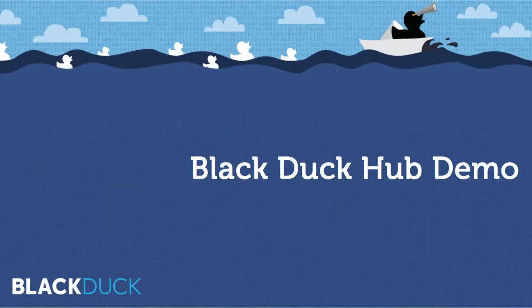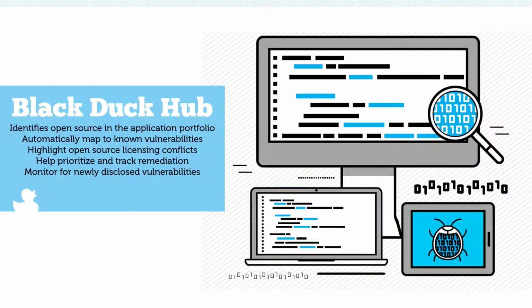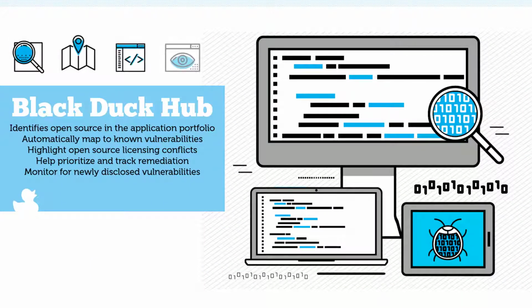Black Duck Hub helps security and development teams quickly identify and mitigate open source related risks across their application portfolio. You can use Black Duck Hub to scan your code to identify specific open source in use, automatically map the open source to known vulnerabilities, and prioritize and track the remediation of problem components. Hub also identifies the open source licenses in use and whether or not they conflict with your overall application licensing goals.